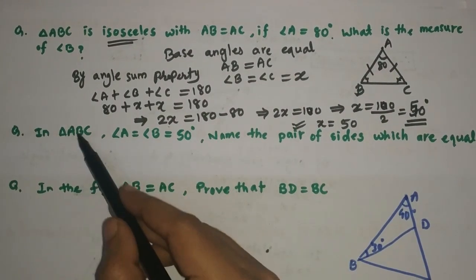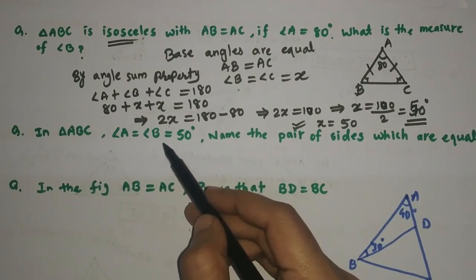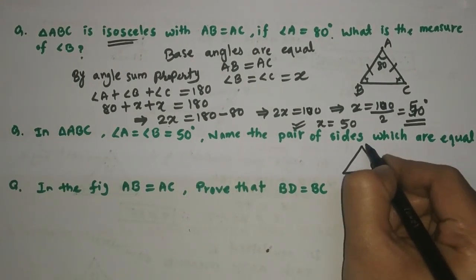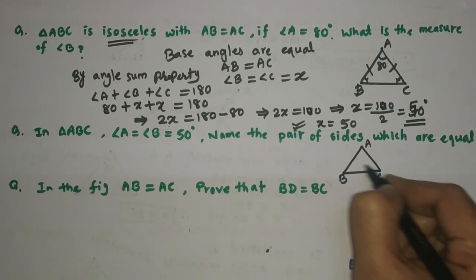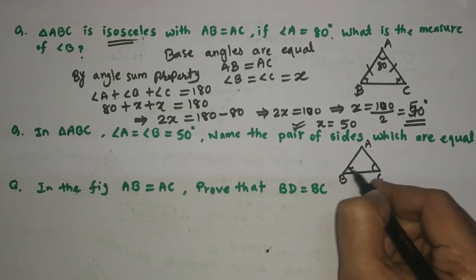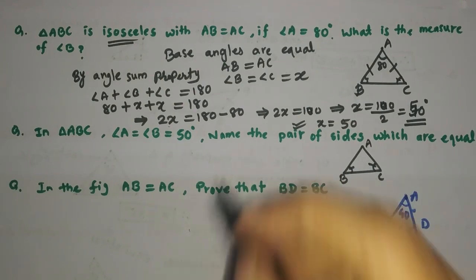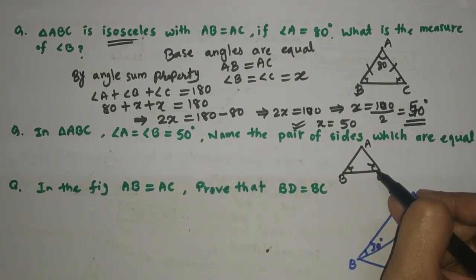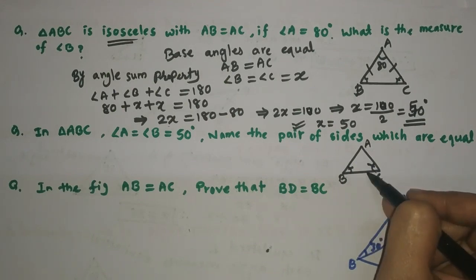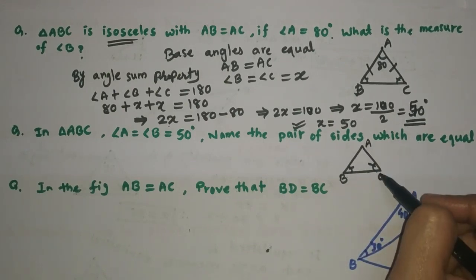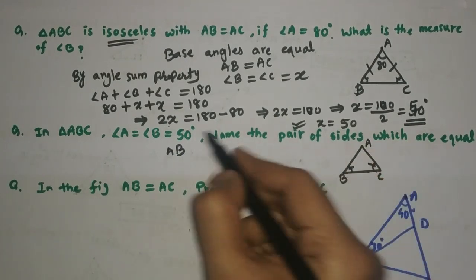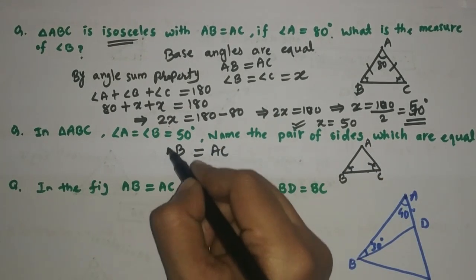Now the next question is, in a triangle ABC, angle A is equal to angle B. So suppose these are angles A, B and C, and these angles are the same, equal. They are 50 degrees. So we have to write down the pair of sides which are equal. So angles are equal, so their opposite sides are also equal. C's opposite side is AB, and B's opposite side is AC. So AB is equal to AC.